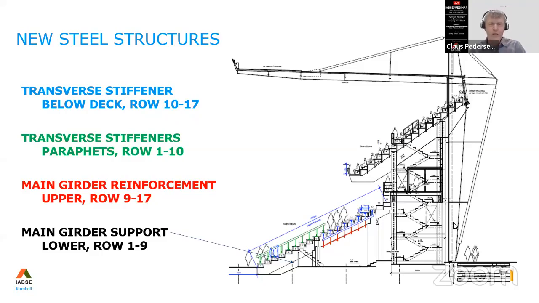So what we then were looking into was actually 5 different types of reinforcement. Here you can only see 4 of them. We were going to add some transverse stiffeners, and the green ones are more or less the same as you saw on the picture before. They would have more or less the same function, but they would be located underneath the decks, and I will come back to the reason for that. Then we will have to reinforce the main girders, shown in red. We were only able to access the upper ones, so we came up with a solution for the lower one, with some kind of extra support.